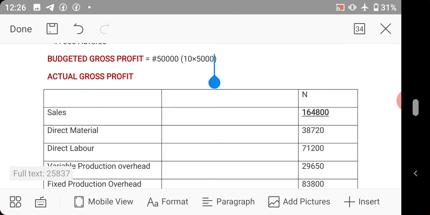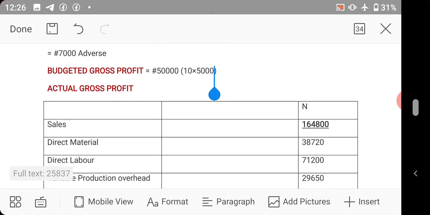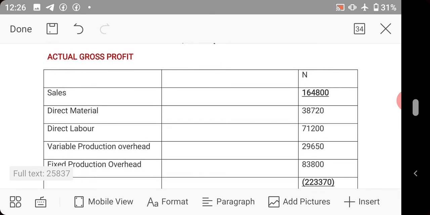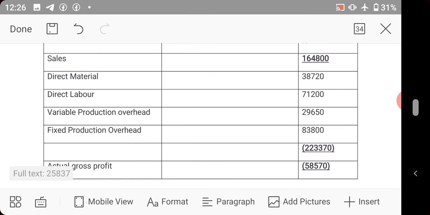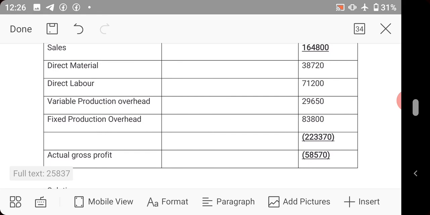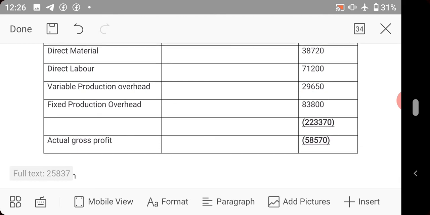So we now look at actual sales and gross profit. Actual gross profit, you just pick the values in the actual table. So you have sales, you less all these costs. You bring all these costs together to give you this value, 223,370. You understand?